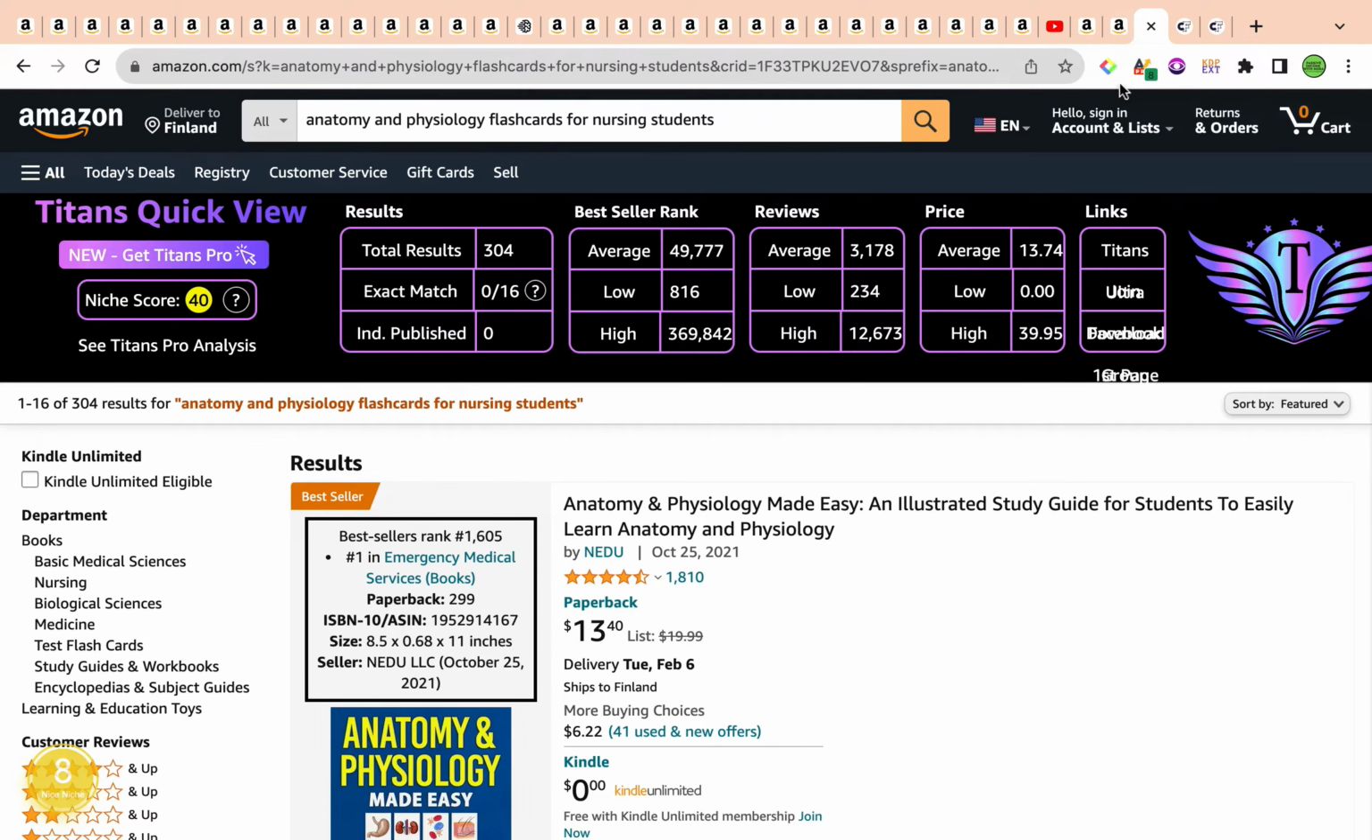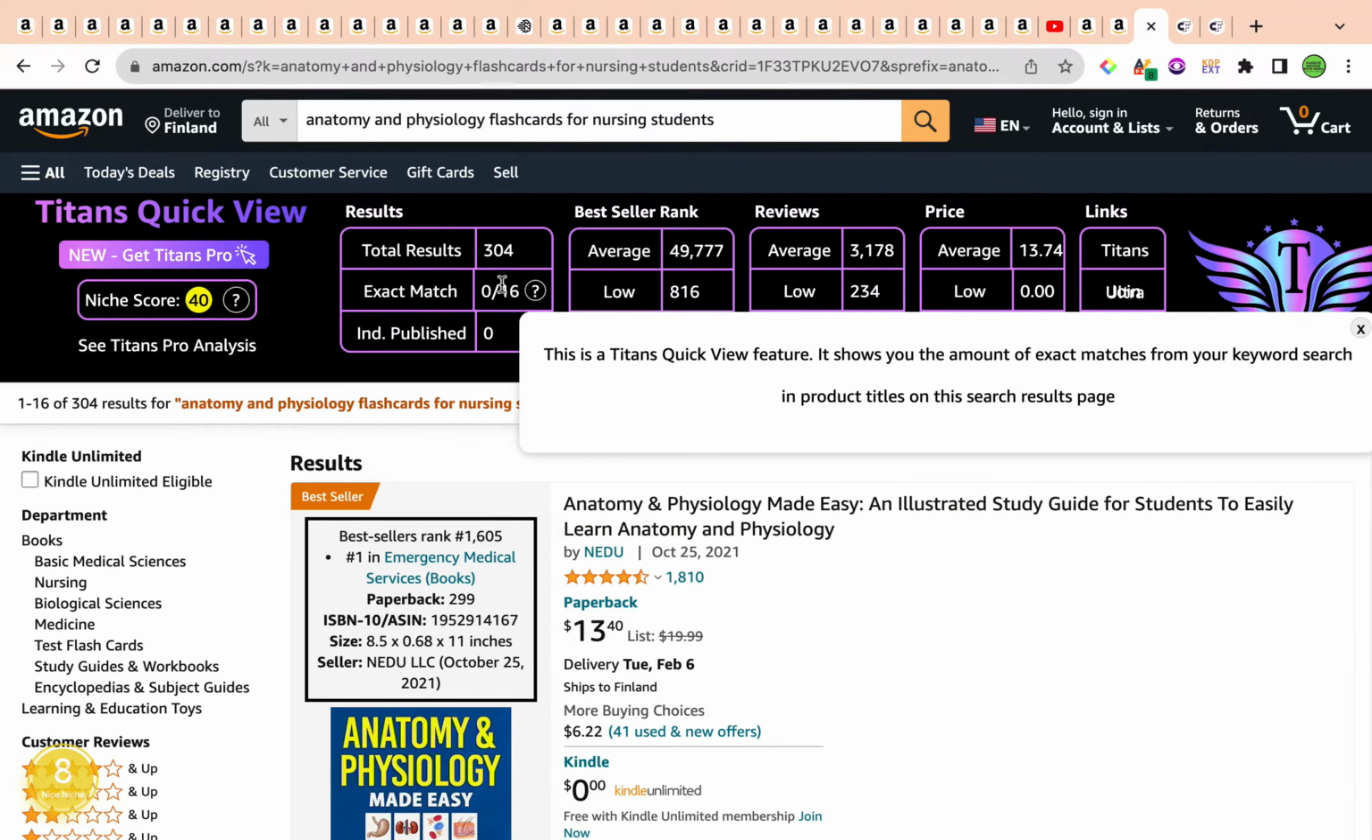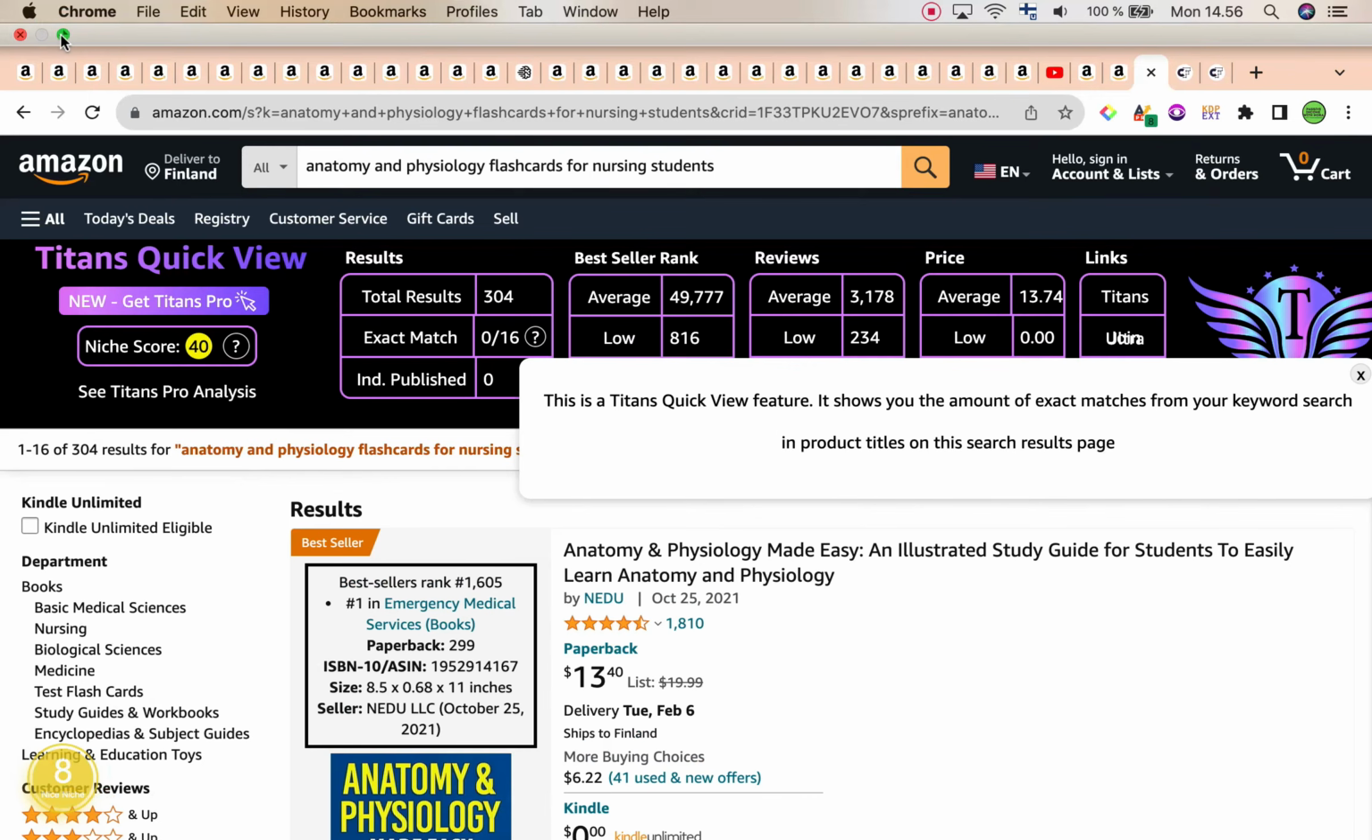So anatomy and physiology flashcards for nursing students with a keyword niche score of 40 by Self-Publishing Titan. So that was the first keyword for the day. Let us head over to the second keyword for the day.